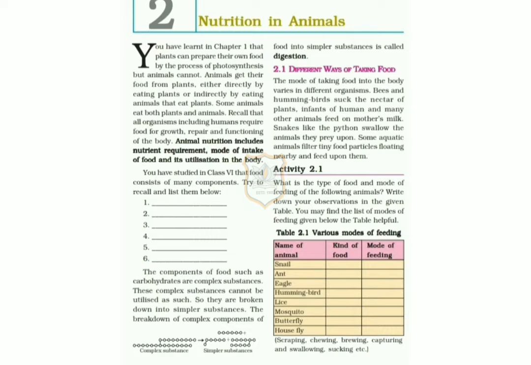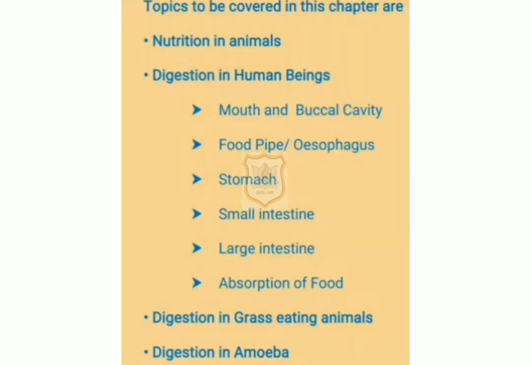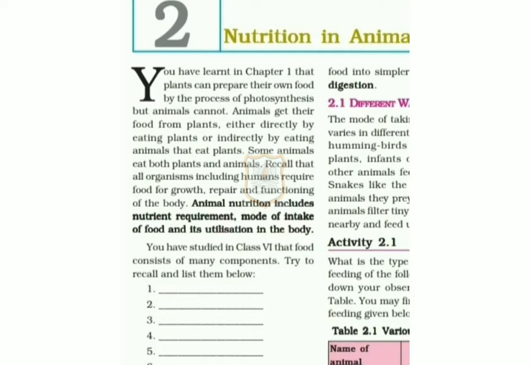Hello students, in this video we are going to study the second chapter of class 7th in science, that is nutrition in animals. Topics to be covered in this chapter are nutrition in animals, digestion in human beings, where we will study about mouth and buccal cavity, food pipe (esophagus), stomach, small intestine, large intestine, absorption of food, digestion in grass-eating animals, and digestion in amoeba.